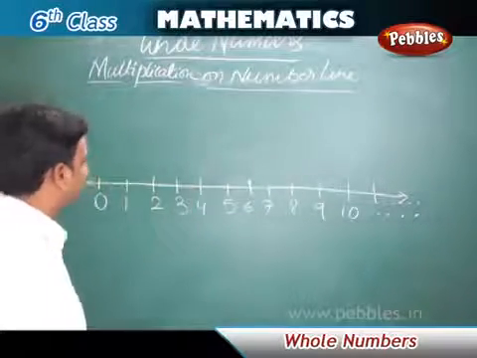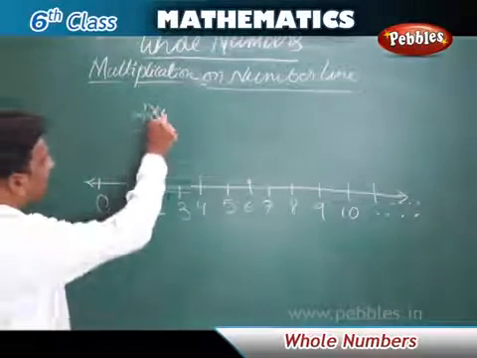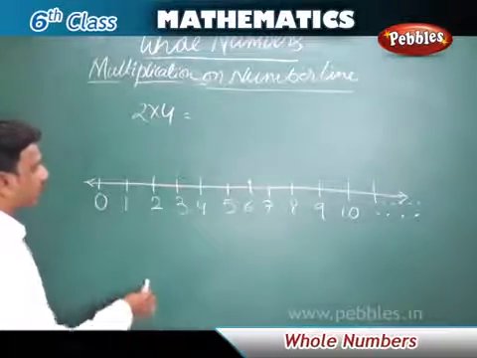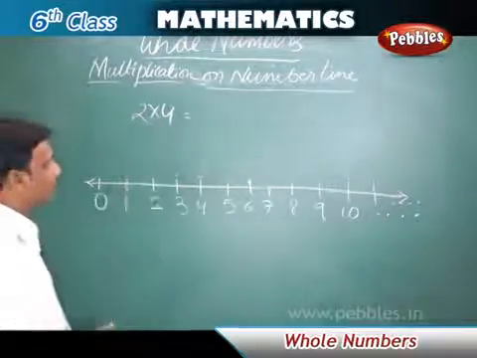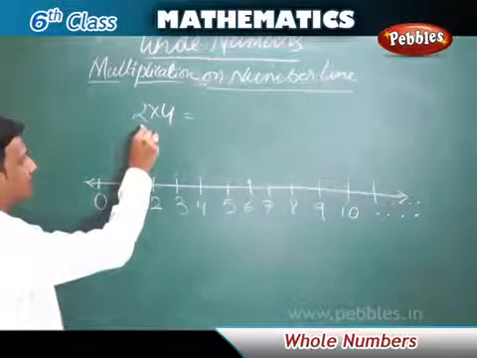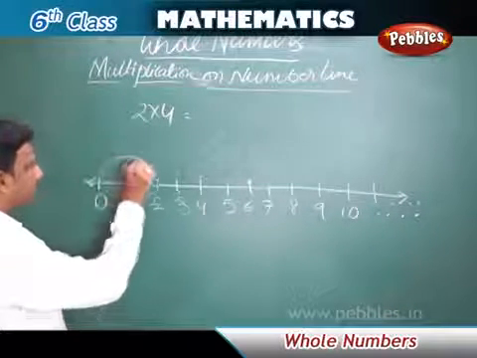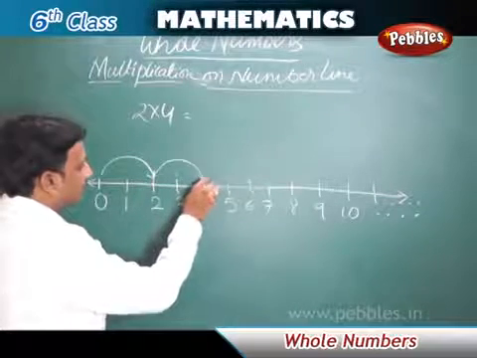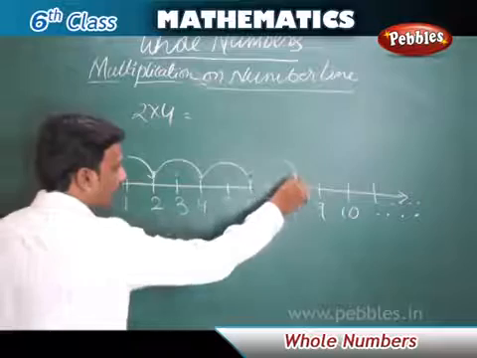Multiplication on a number line. Say for example, 2 into 4. So how do we do this multiplication of whole numbers on a number line? 2 into 4 means 2 positions, 4 times. These 2 positions to the right side, how many times? 4 times.